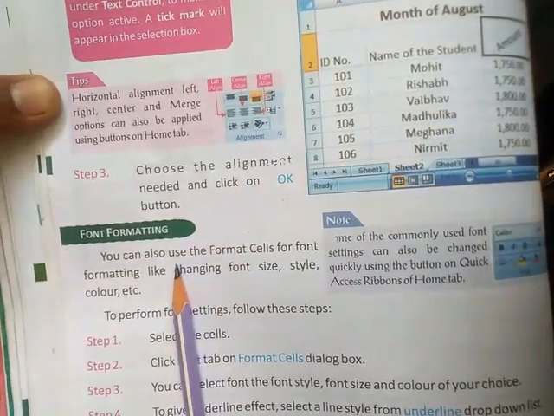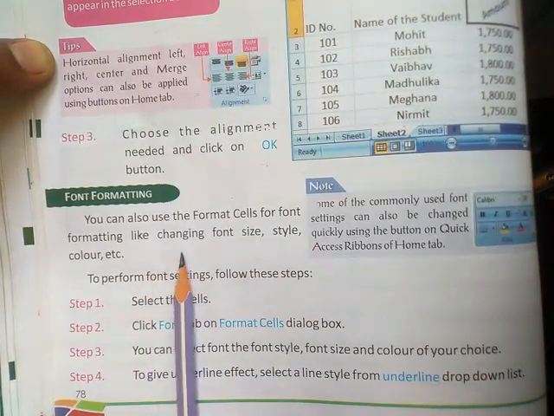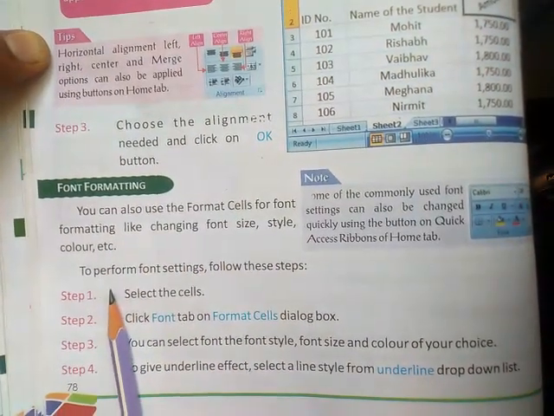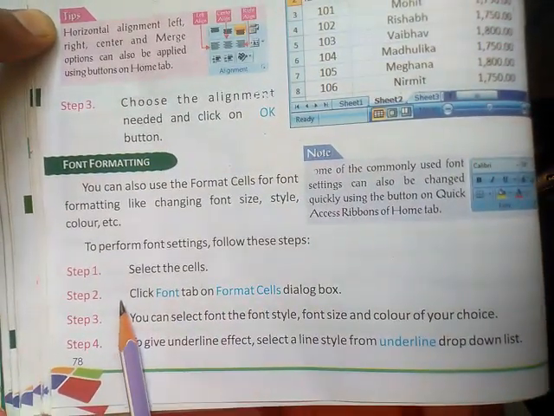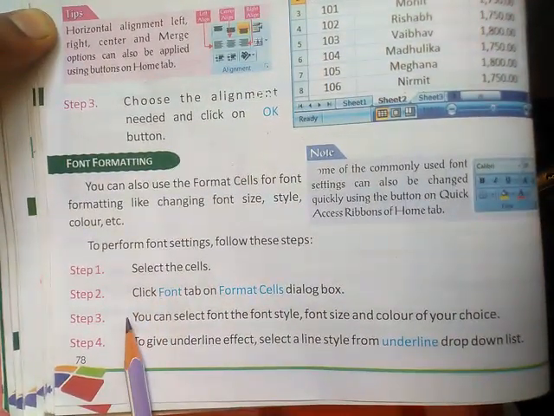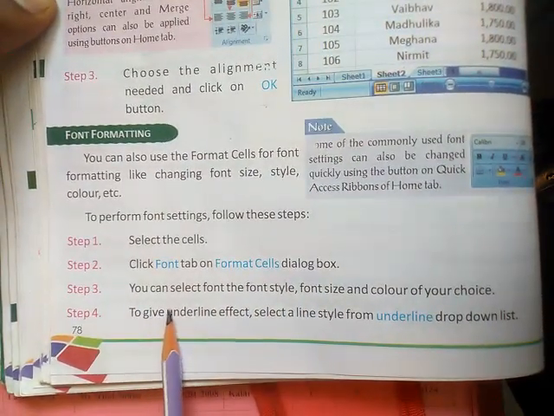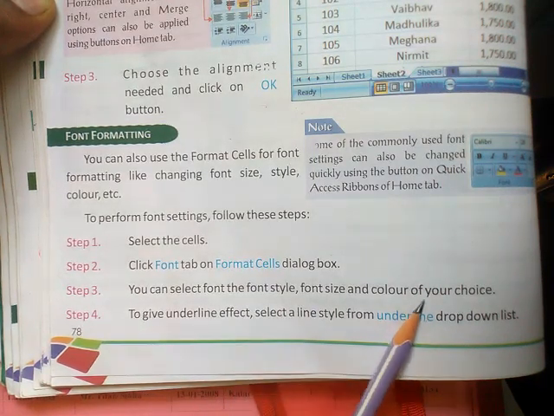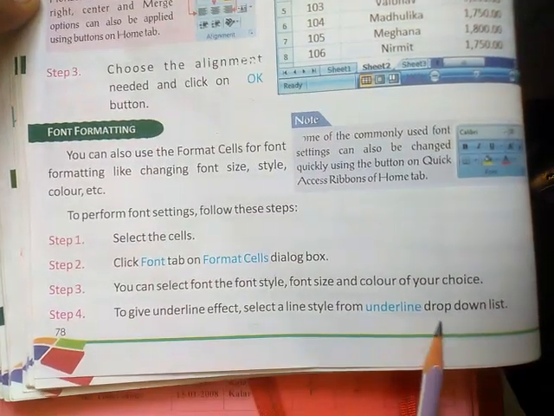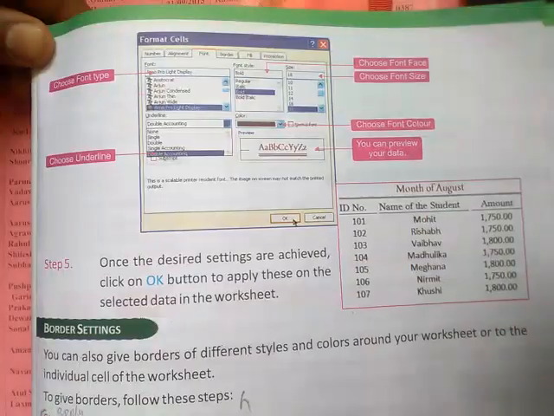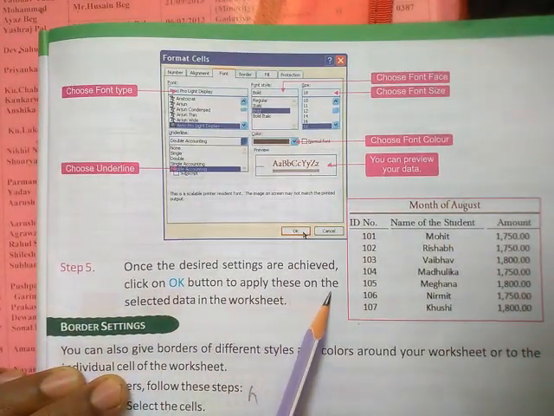Font formatting. You can also use Format Cells for font formatting, like changing font size, style, color, etc. To perform font setting, follow these steps. Step number 1, select the cells. Step number 2, click the Font tab in the Format Cells dialog box. Step 3, you can select the font style, font size and color of your choice. Step 4, to give an underline effect, select a line style from the underline drop down list. Step number 5, once the desired settings are achieved, click on the OK button to apply this on the selected data in the worksheet.